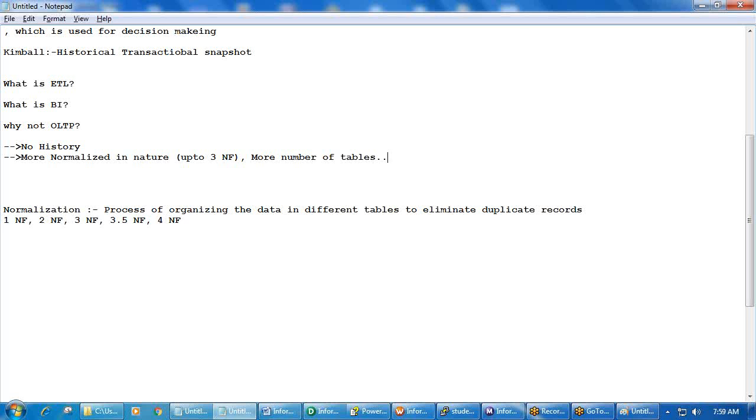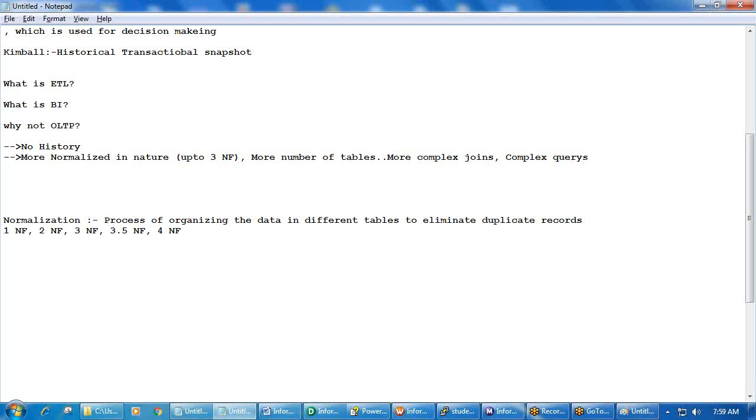More tables means more complex queries you have to write, more complex joins. So this is a disadvantage with your OLTP system, because I have more tables. Obviously, when I try to use that, I have to write complex queries, and moreover, writing those complex queries will also impact the performance of my transactional system. That is another disadvantage with your OLTP system.